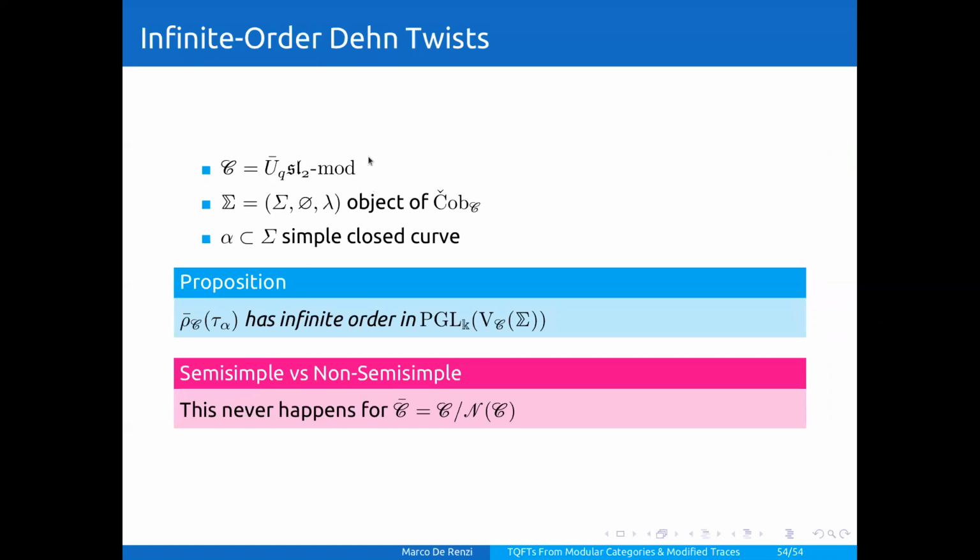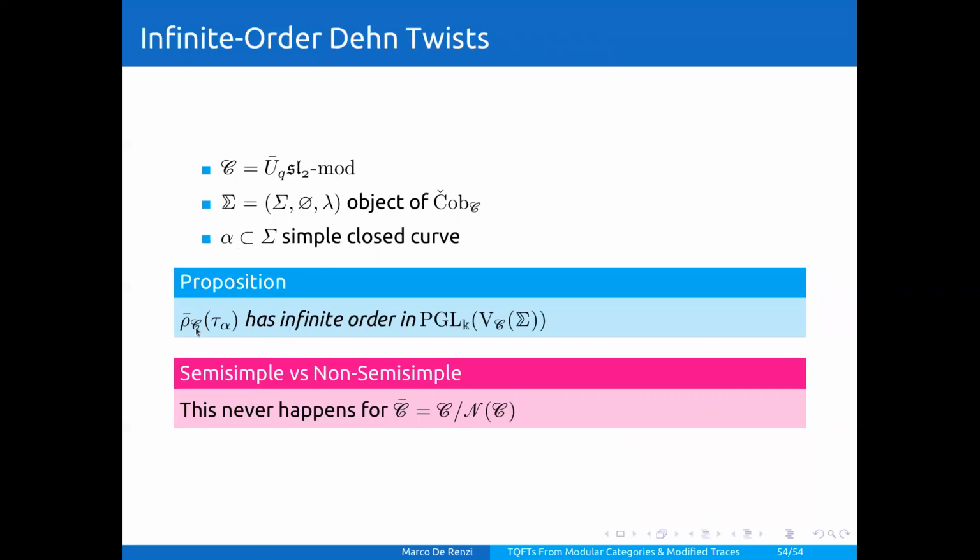So we consider this particular modular category, and we consider an object with empty decorations, so with no marked points, right? Then let alpha be any arbitrary simple closed curve in sigma. And I would like to point out that this is some kind of result that existed for other non-semisimple constructions, but this is more general. So this works for every simple closed curve in this surface.